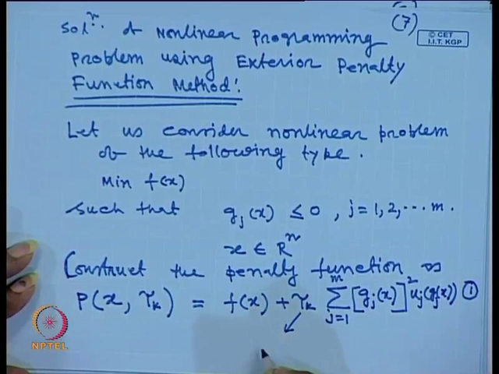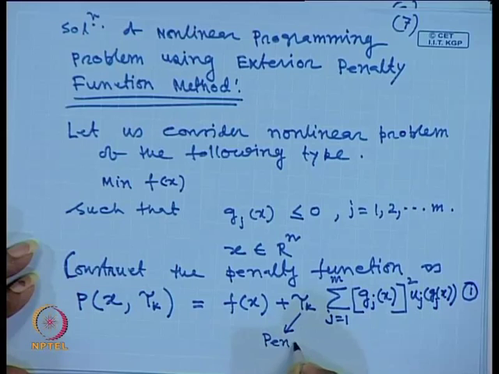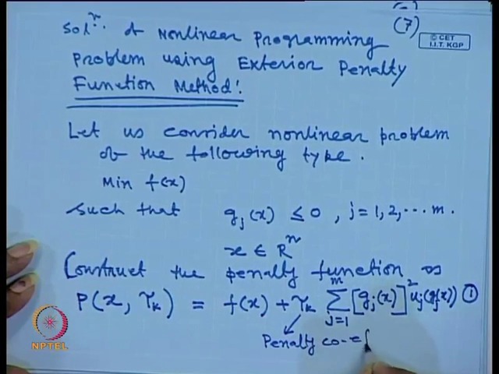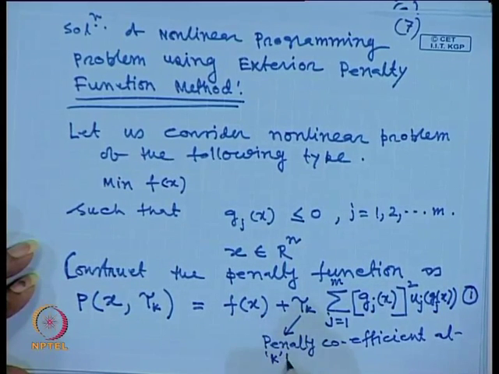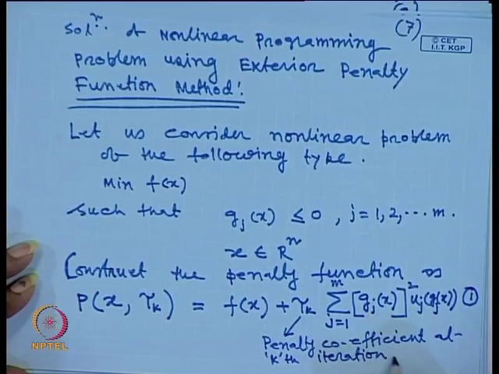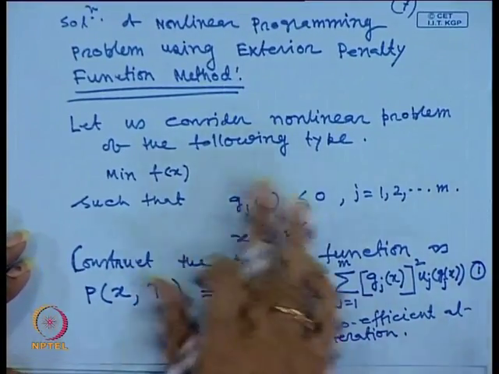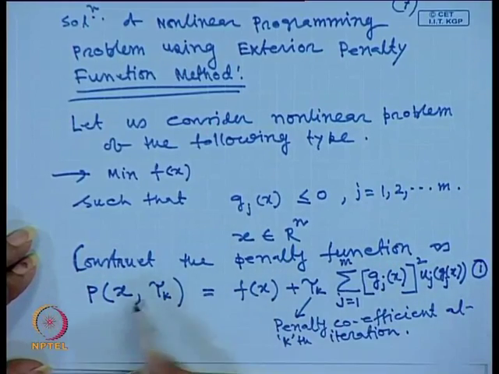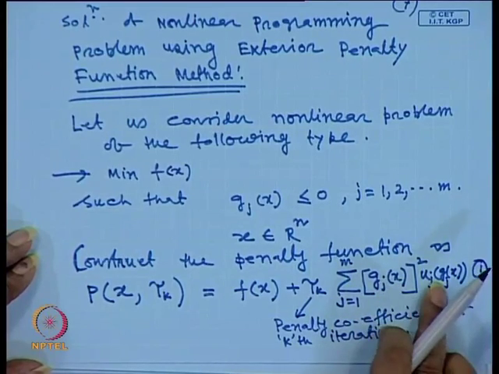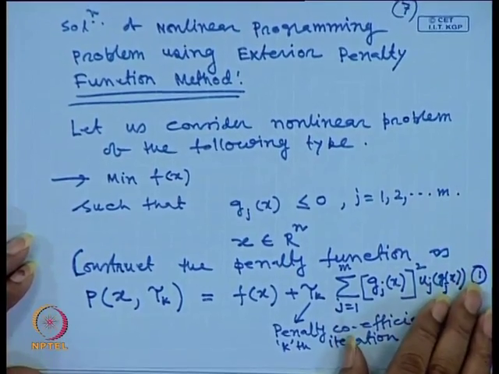So, this tau k is called the penalty coefficient, where k indicates the kth iteration, agree? Our objective function is given, the constraints are given, the objective and constraints are nonlinear, and then we construct a penalty function this way: objective function plus this term. Now, I will discuss what this is. If our initial point is an exterior point, that is, outside the feasible region, then you penalize heavily, that means you give punishment on the constraint function. If it is inside, then you give weightage 0 to this term.